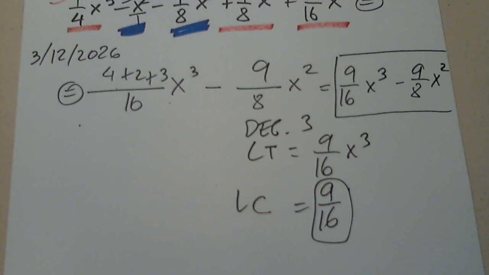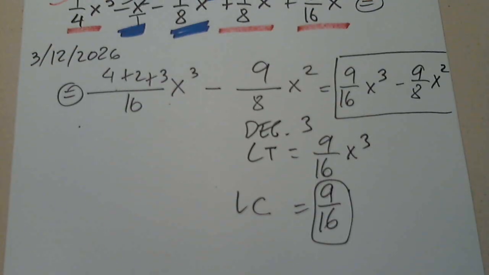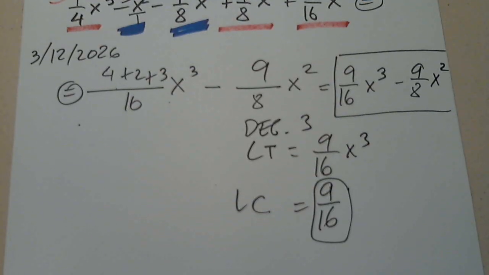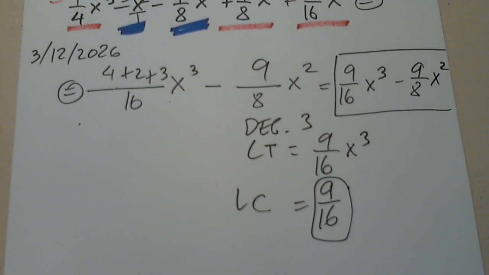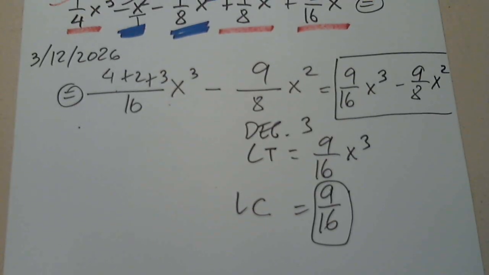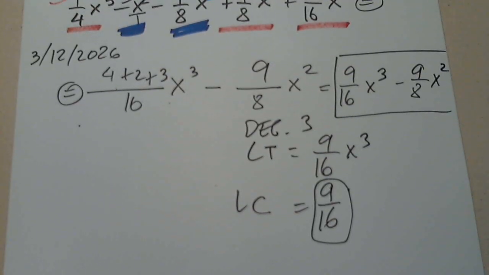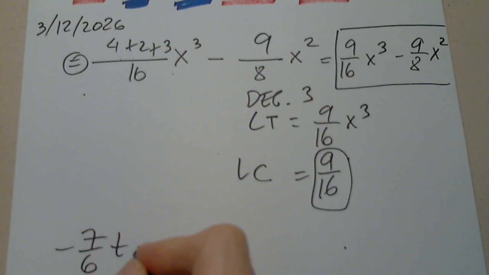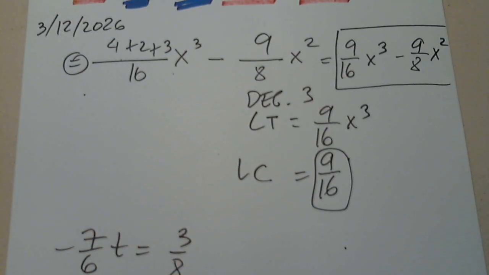Okay, so if there are problems that are too easy and you know how to solve them, then we can skip them. So please look at this problem and say yes or no. If you don't say anything, I will not know what to do. Yes, can you do that for me, please? Yes. So negative 7/6 t equals 3 over 8.